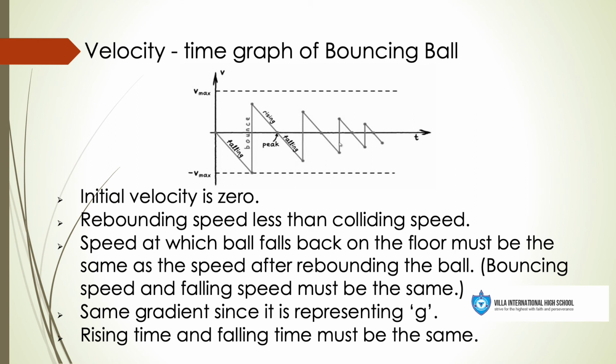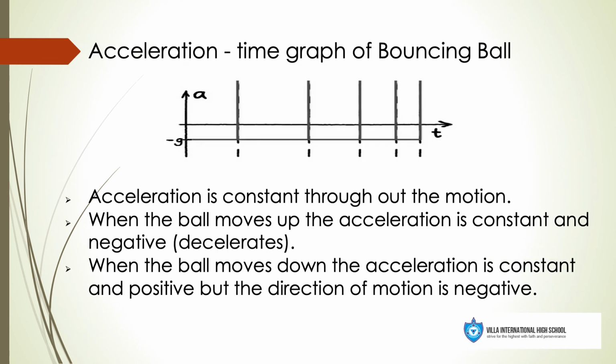The next one is the acceleration time graph of a bouncing ball. So here in the acceleration time graph, the acceleration is constant. During a bouncing ball's motion the acceleration is constant throughout, 9.81 meters per second squared, so the acceleration is constant.